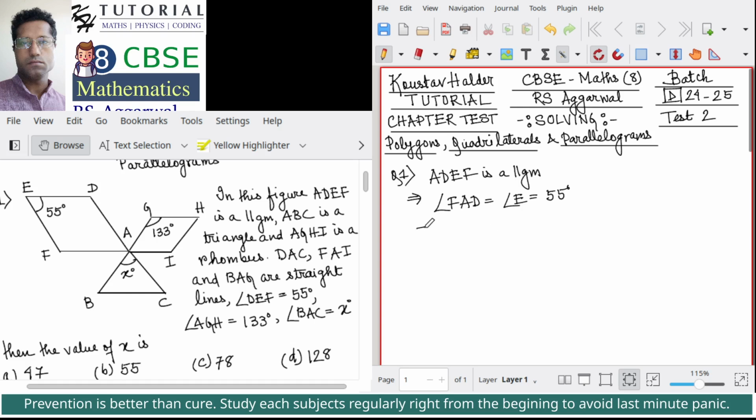This will imply the vertically opposite angle to angle FAD is angle CAI. Angle CAI is equal to angle FAD, so it is equal to 55 degrees. We have to find x.